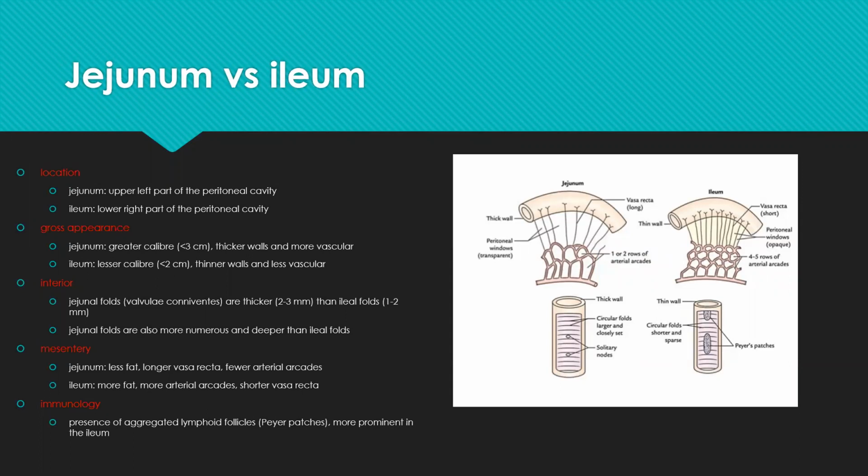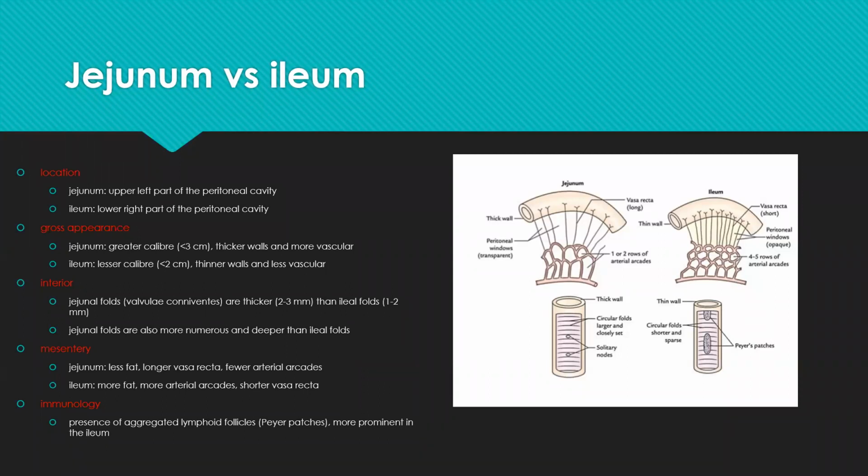And regarding the location, the jejunum will be present in the upper left part of the peritoneal cavity, and the ileum will be present in the lower right part of the peritoneal cavity. Regarding the location itself, the jejunum will be present towards the left part, and the ileum towards the lower right part of the peritoneal cavity.